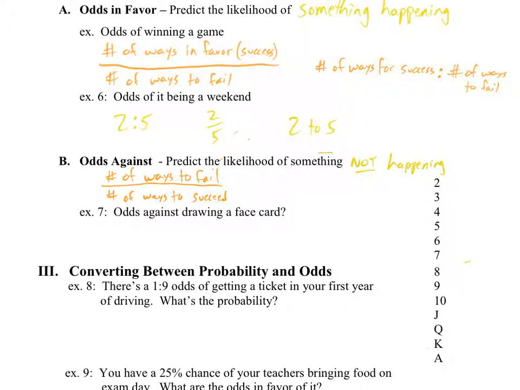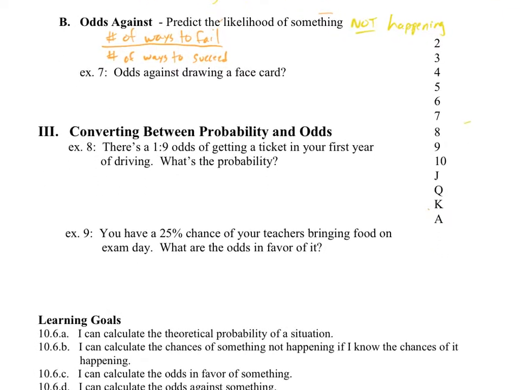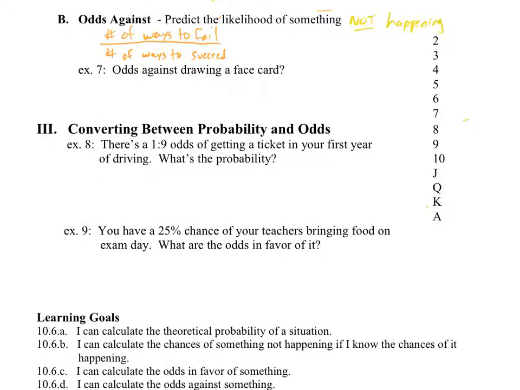So if we're looking at the odds against drawing a face card, just to make it a little bit easier, I put all the cards over here on the right. And I wasn't sure about ace. Is an ace actually a face card? And the official version is no. It's just jack, queen, king, and if you're using jokers, but we'll leave those out.